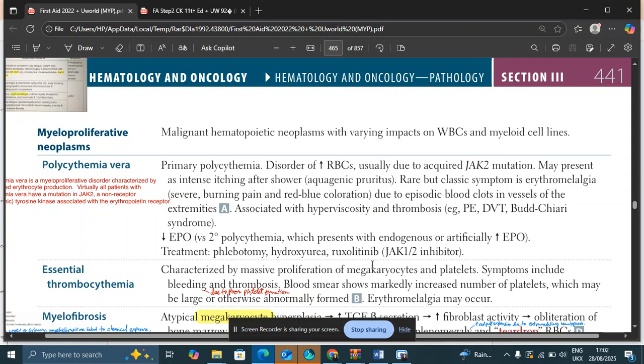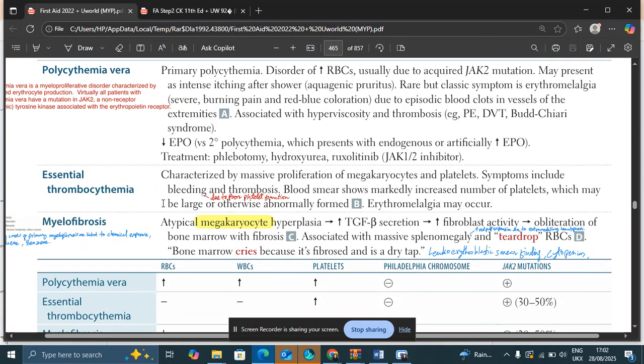Now quickly, we'll talk about essential thrombocythemia. It is characterized by massive proliferation of megakaryocytes and platelets. Symptoms include bleeding and thrombosis. The blood smear shows a markedly increased number of platelets, which may be large or otherwise abnormally formed. Erythromelalgia may also occur in essential thrombocythemia.